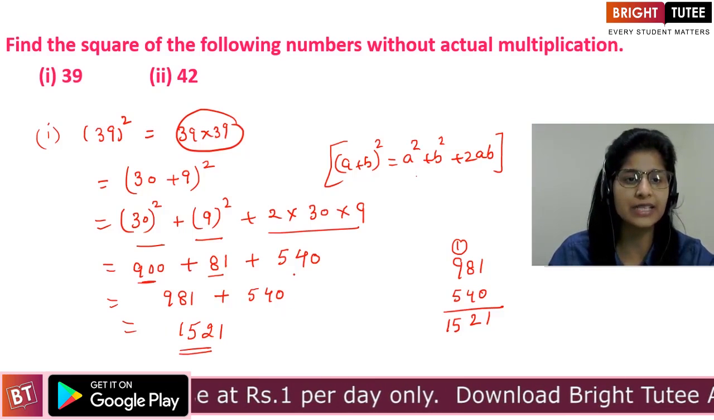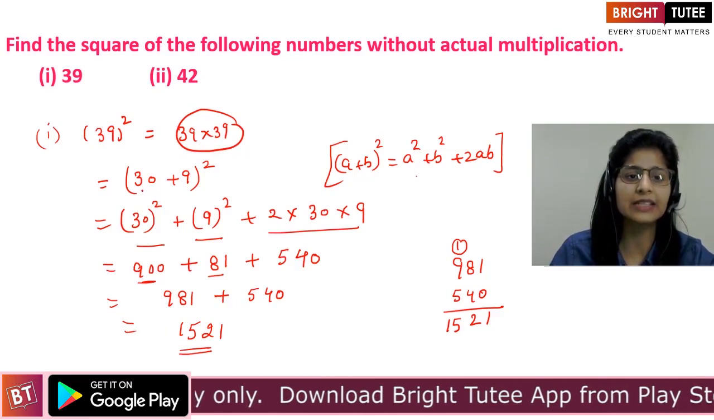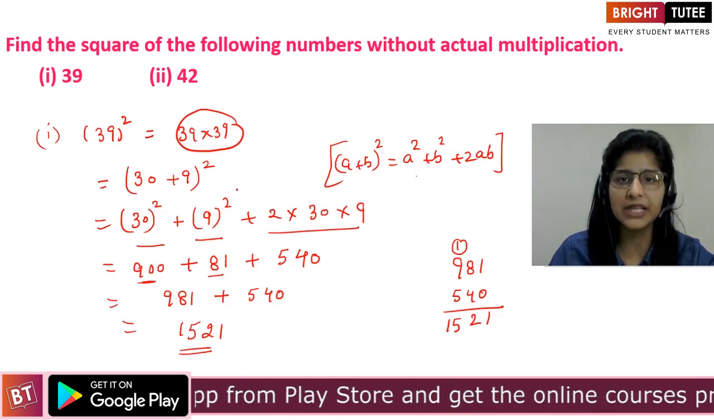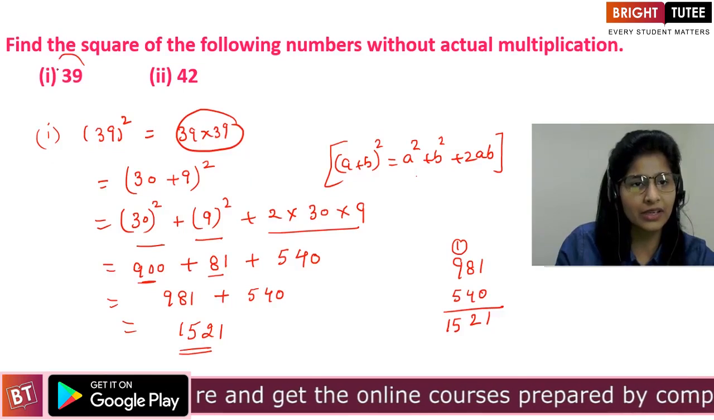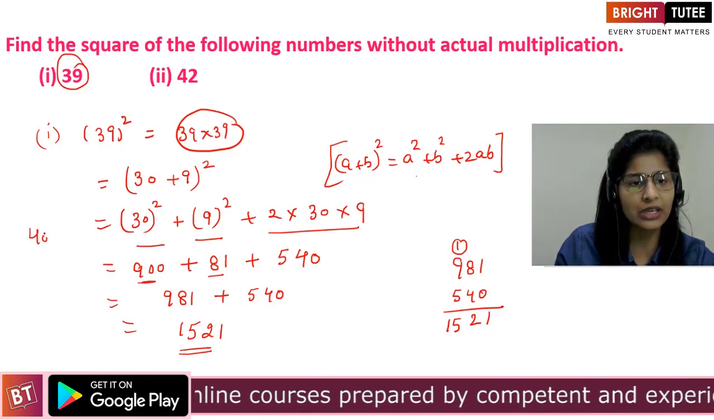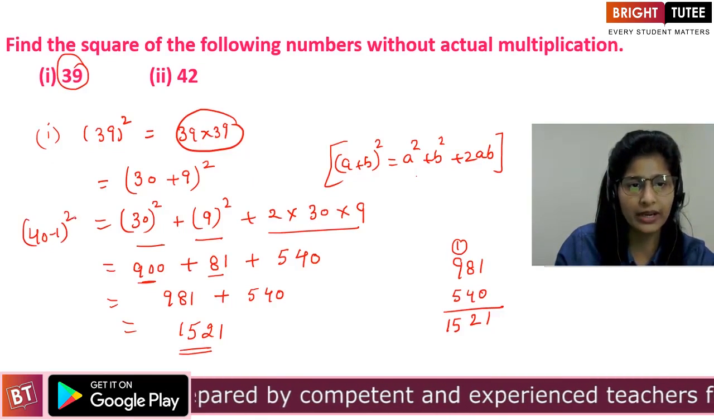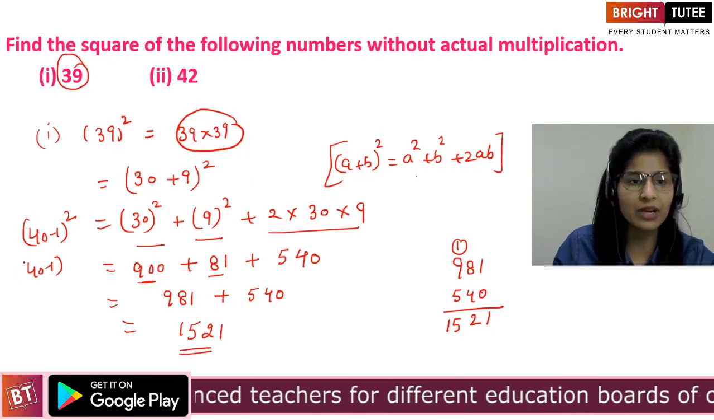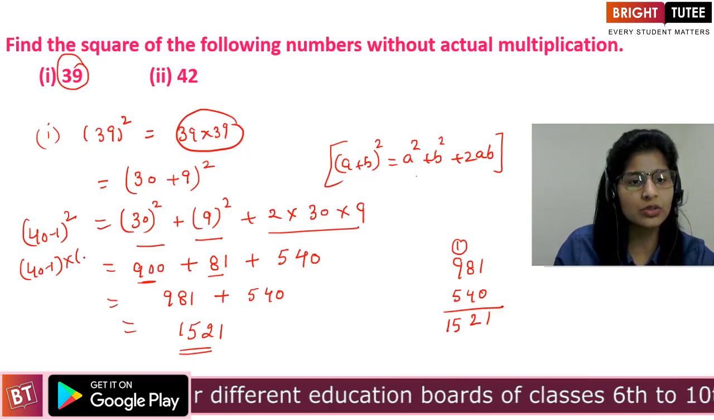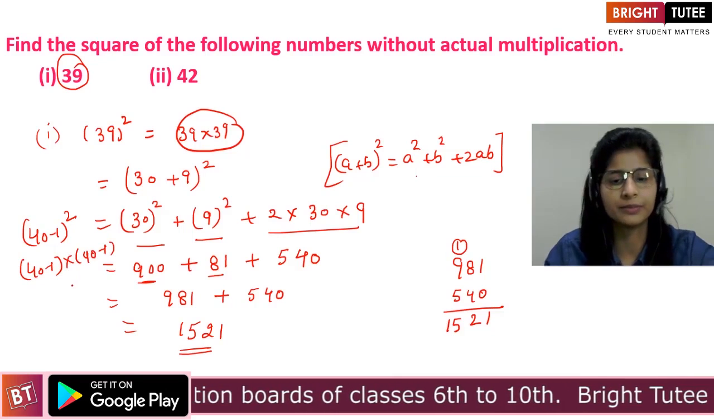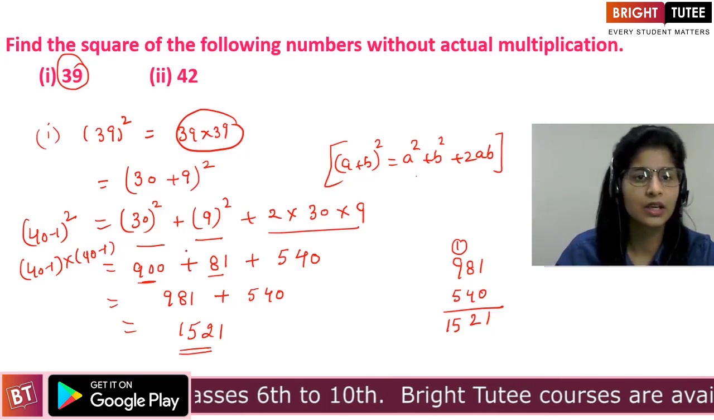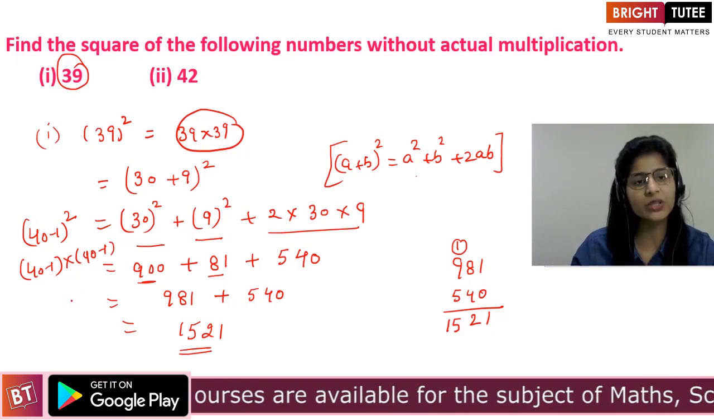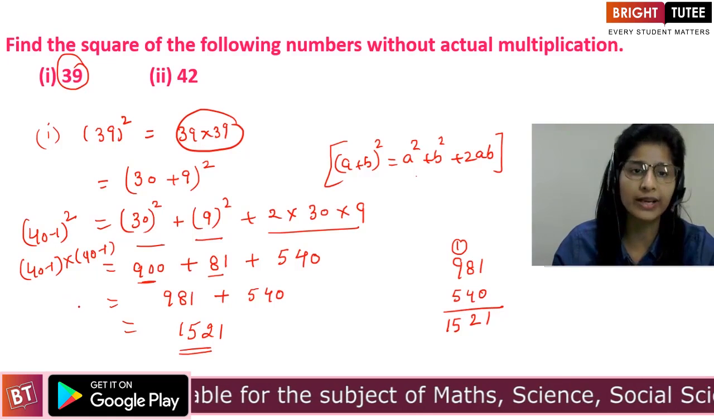What we have done? Expressed 39 as 30 plus 9. Also, we could do it in a much simpler way. We could have written 39 as (40 minus 1) whole square, and then done 40 minus 1 into 40 minus 1. We would have multiplied and solved it easily, right? Because we know the square of 40 is easy, the square of 1 is easy for us.